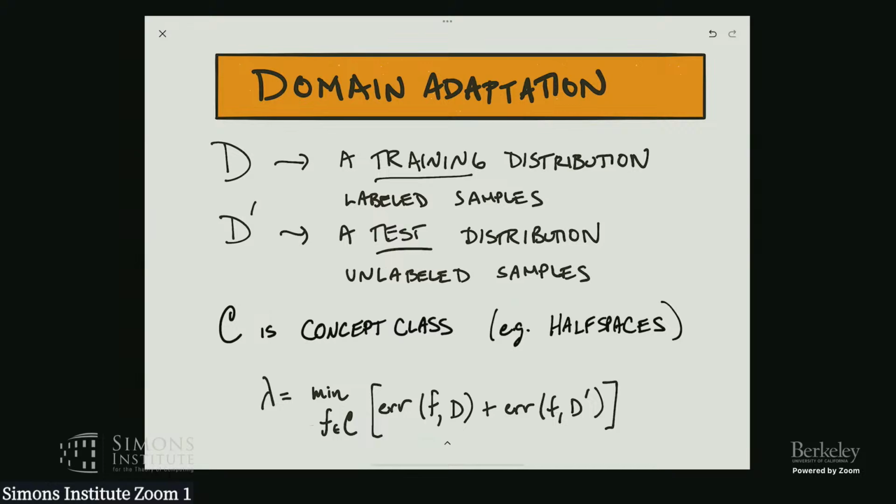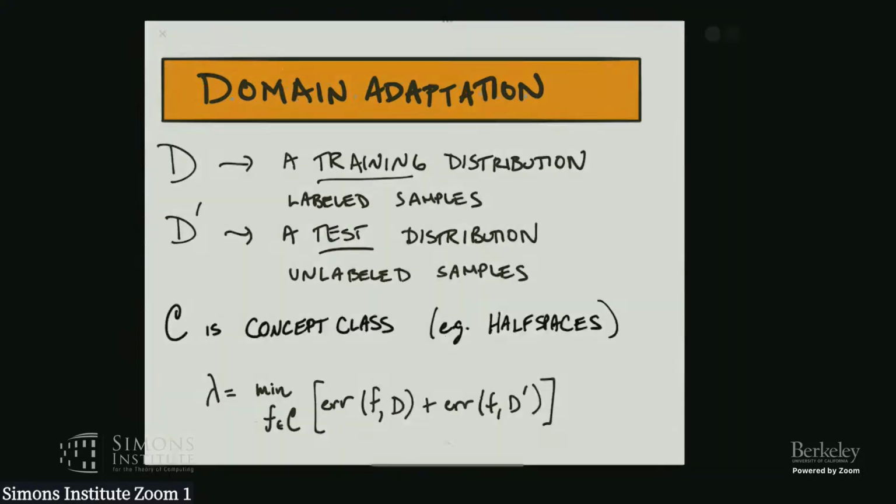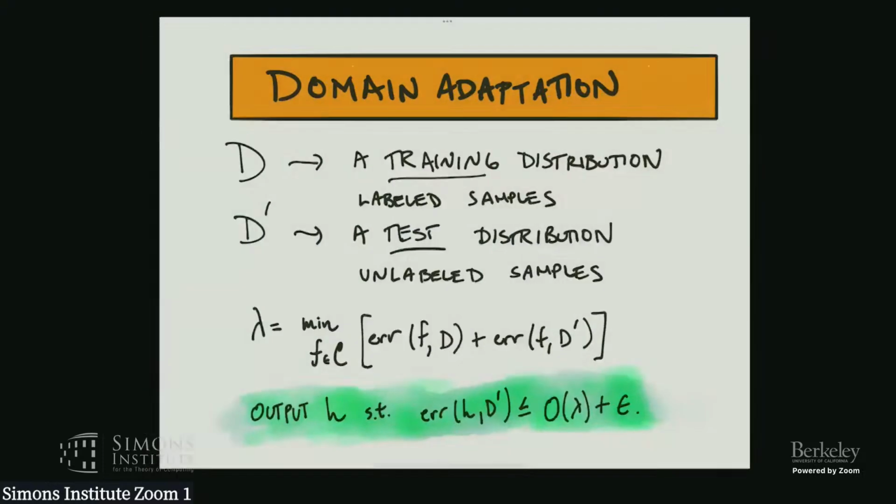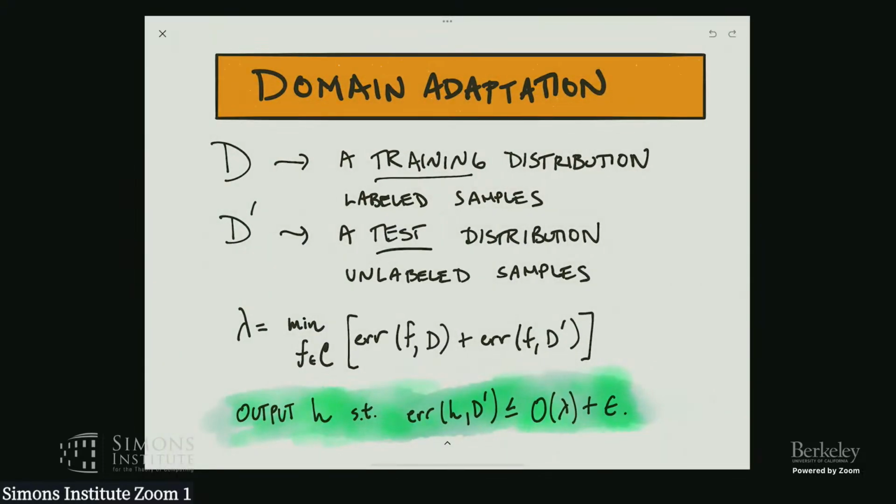Otherwise, it's this parameter that you're trying to compete with. Yeah, and so you could think of lambda as the error of the best fitting classifier from some class C. All right, and we want to output some classifier H, since we see these examples, such that the error of H with respect to D prime is at most order lambda plus epsilon. So I'll allow you a little slack with respect to lambda, but actually we can improve that. Anyway, that's what we're shooting for.